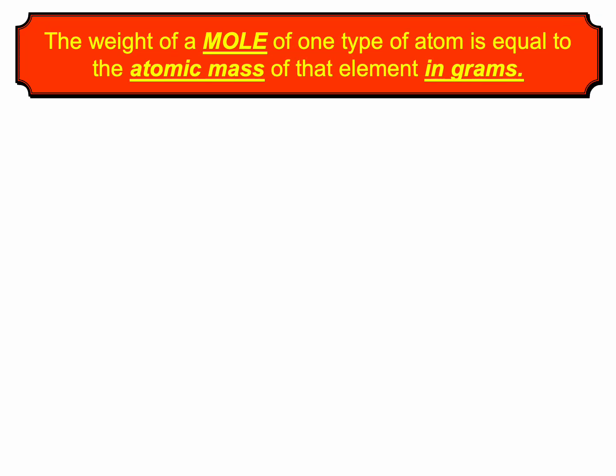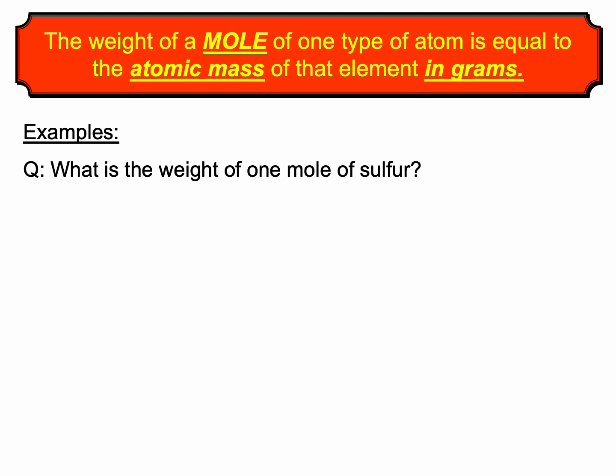So hopefully from all of that, you can see that the weight of a mole of one type of atom is equal to the atomic mass of that element in grams. So just some more examples. What is the weight of 1 mole of sulfur? If you have your periodic table handy, you can see that the atomic mass of sulfur is 32.066 AMUs. That means that the weight of 1 mole of sulfur would be 32.066 grams.